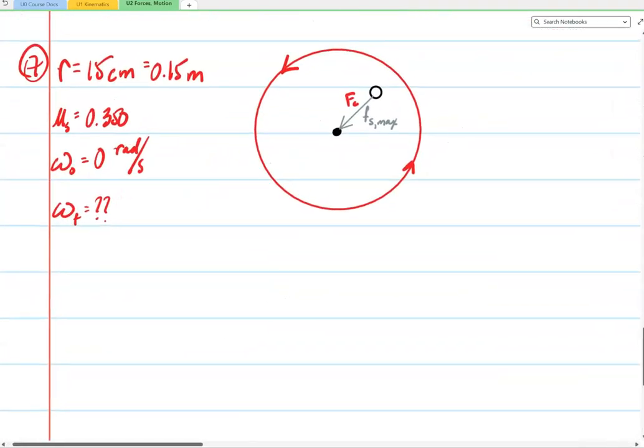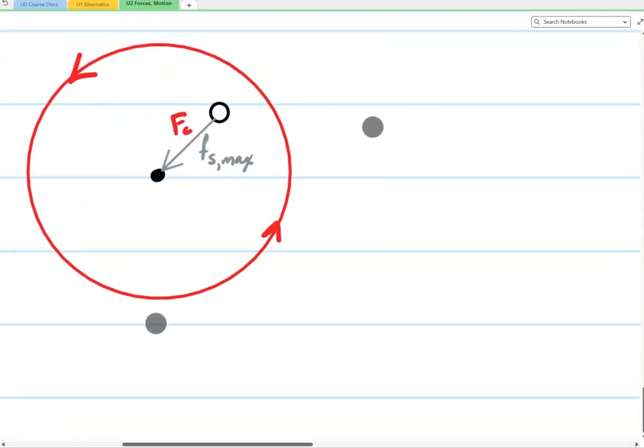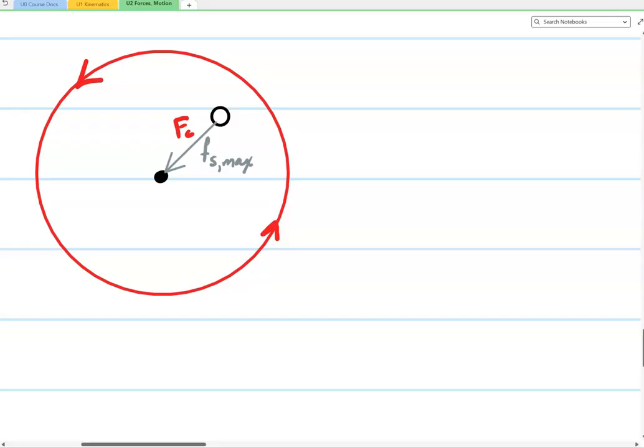So in this problem, again, the radius is 15 centimeters, but we want to use that as a meter quantity. Our mu s is 0.350 with no units, and our initial velocity is 0, and we're looking for our final velocity. So I think the big thing to be aware of here is that our coin, this open circle here, is rotating with the record as the record spins. And because that coin is rotating, because there are forces preventing it from just simply traveling in a straight line, because it's rotating in that circle, there has to be some sort of center-seeking force restoring that pathway.